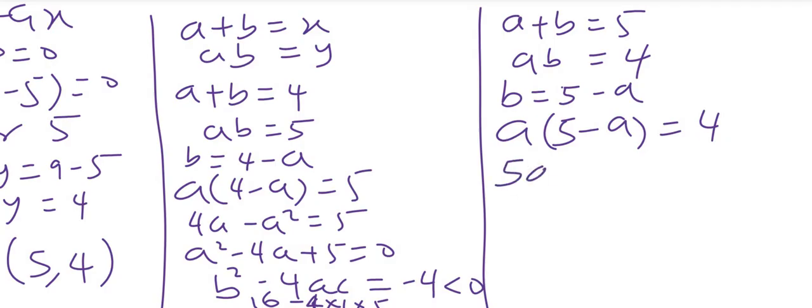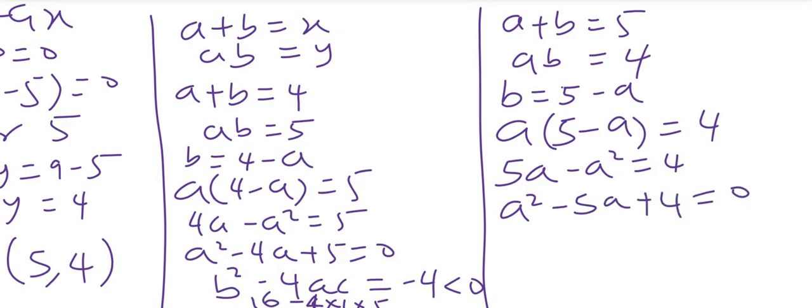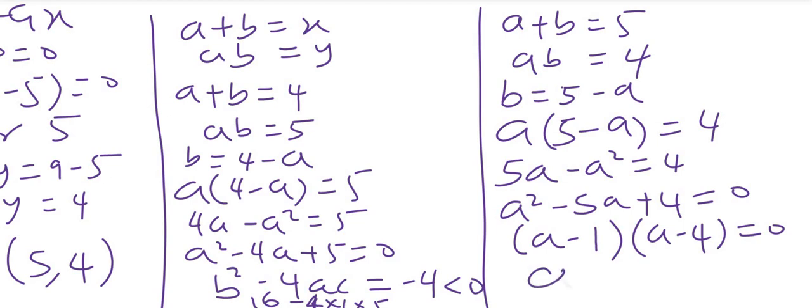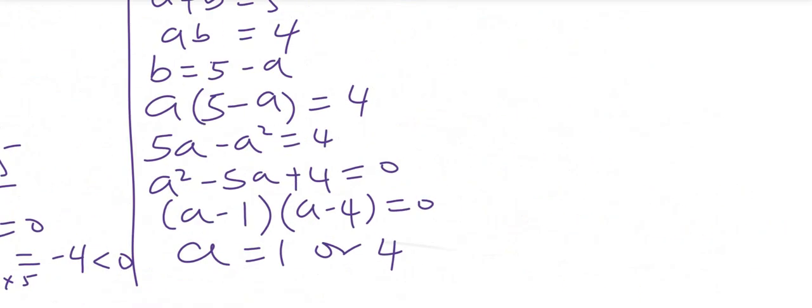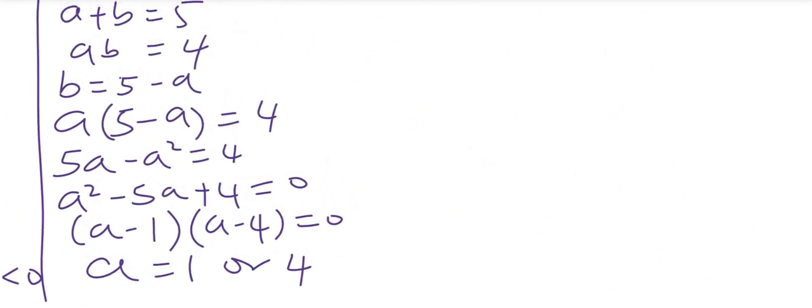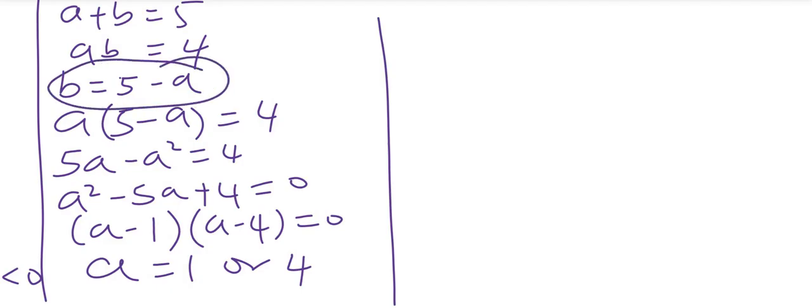So 5a minus a squared equal 4. If you multiply everything by minus 1, a squared minus 5a plus 4 equals 0. In factorizing this, negative 4 and negative 1, a minus 4 and a minus 1 equals 0. A is equal to 1 or 4. I've gotten two values of a, so I need to get the remaining two values of b that satisfy the two simultaneous equations.